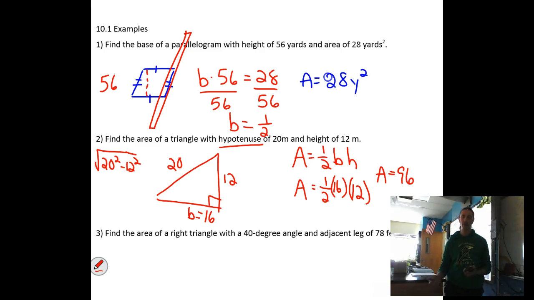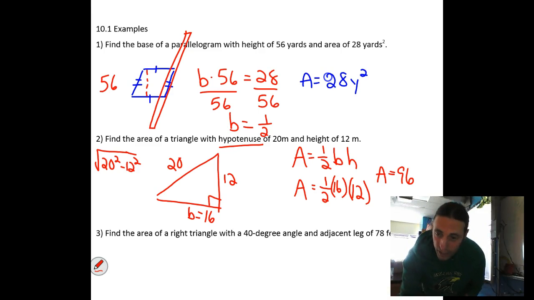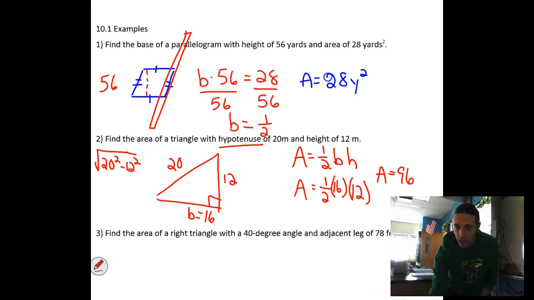So in these problems, you have to be careful because sometimes I'm going to give you the area and ask for a length. Sometimes I'm going to give you lengths and ask for area. You're going to have to really figure it out.